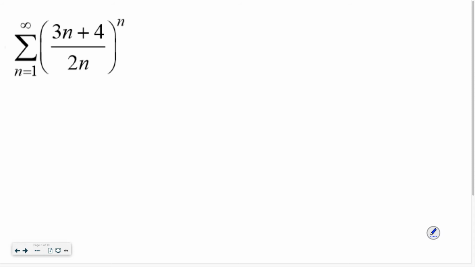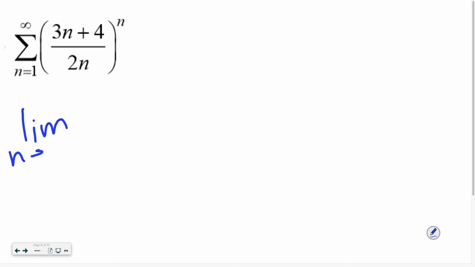It would be divergent. But it is to the nth power. And in order to take the limit of this for the nth term test, we would have to use L'Hopital's rule, which I don't feel is worth our time if we have the root test.